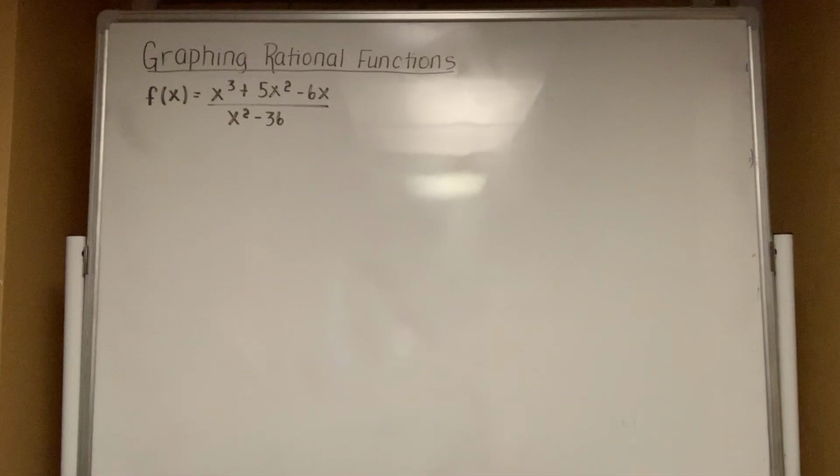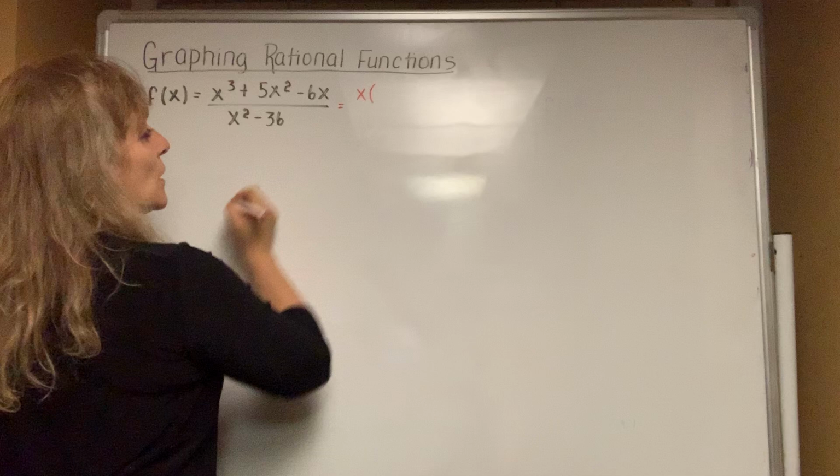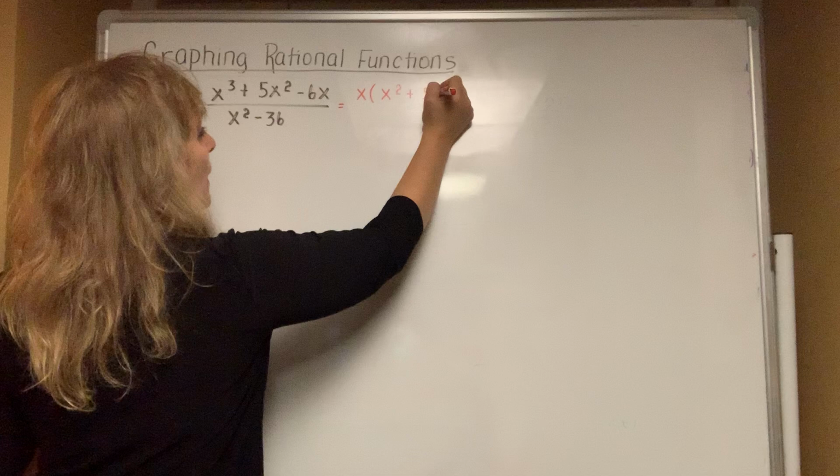Question number four on graphing rational functions. There is a procedure that you have to go through, but the first thing you need to do is factor the numerator and factor the denominator. The numerator has a GCF of x, so when you take out an x from all three terms, you are left with x squared plus 5x minus 6.